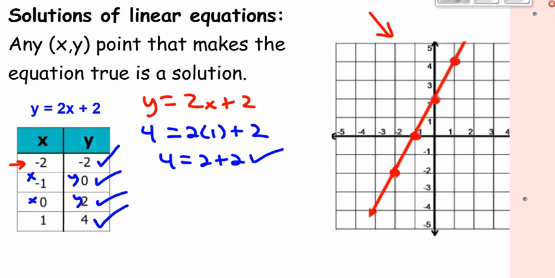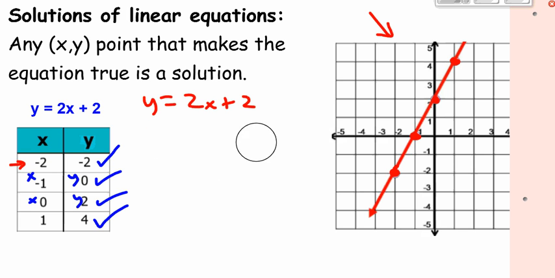If you remember how to graph a line, it has a y-intercept of 2, which is right here, and then has a slope of 2 over 1, so up 2 over 1. So each one of these points is on my line, and it makes the equation of the line true. So it's all intermingled like that. You need to have a good understanding of that.